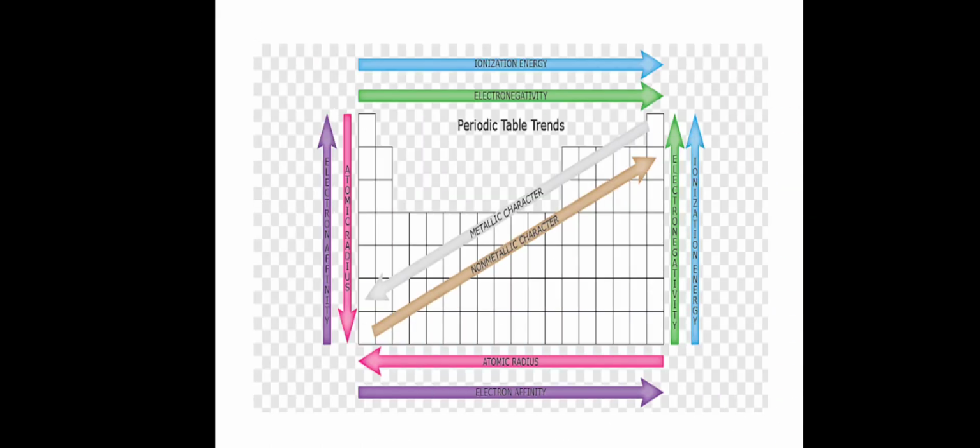So these are the general periodic trends: ionization energy, electronegativity, metallic character, non-metallic character, atomic radius. So these are the general representations.